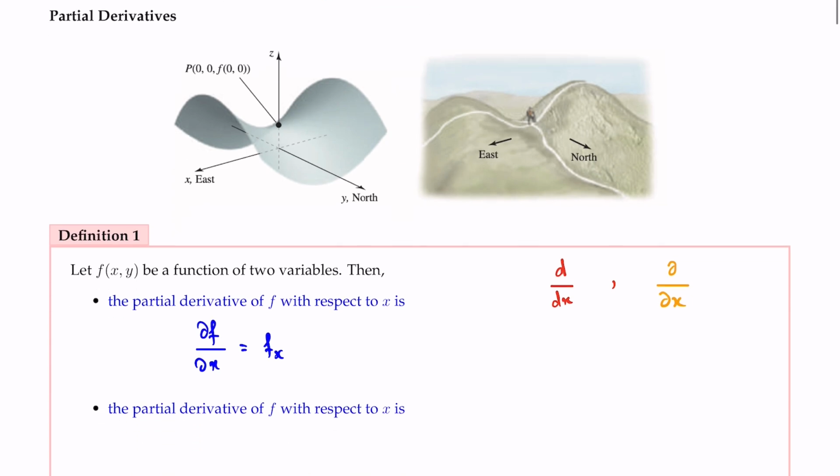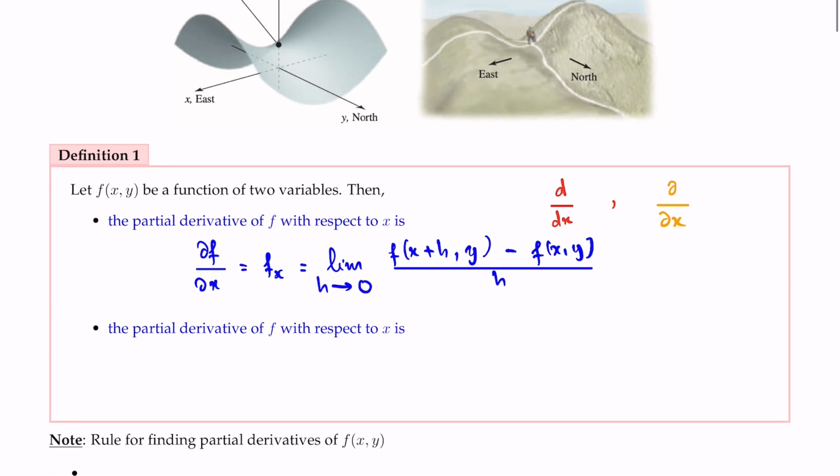That is, this is equal to the limit of f of x plus h, y. In this case, we're going to fix the value of y and just do it with x only, minus f of x, y, altogether divided by h as h approaches 0.